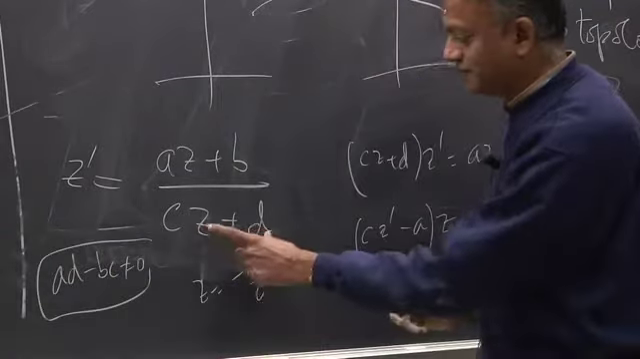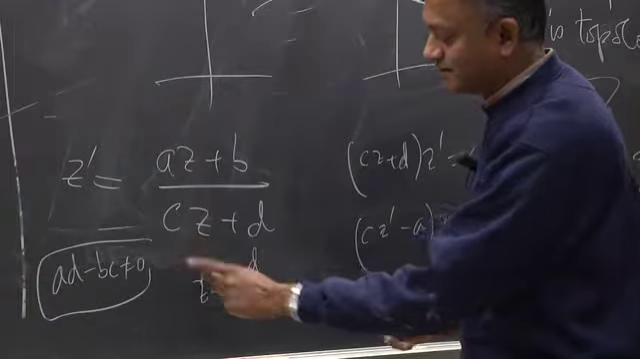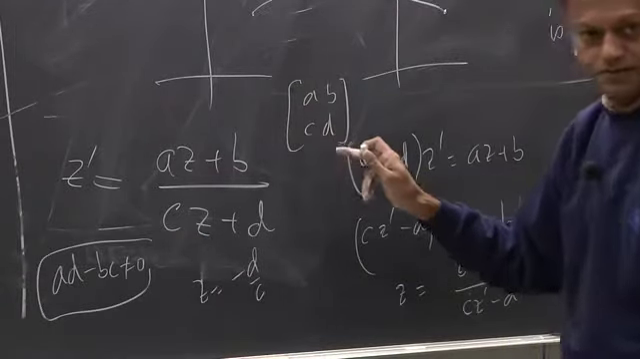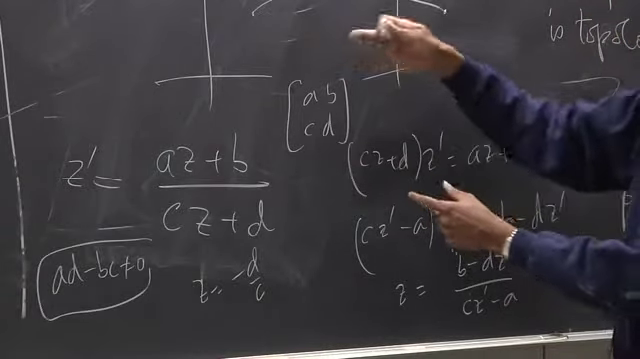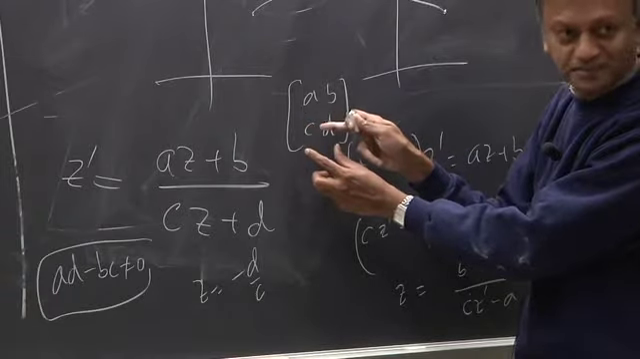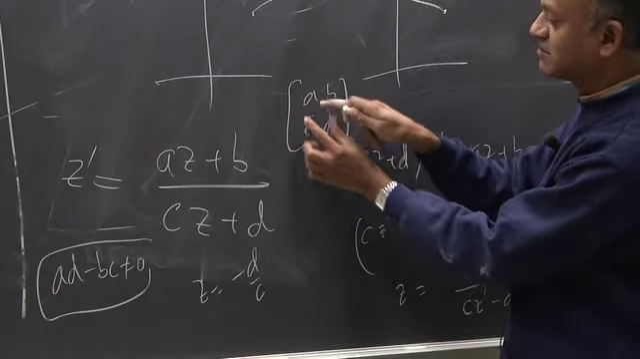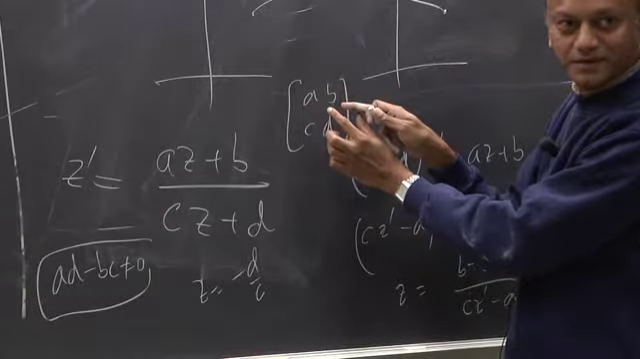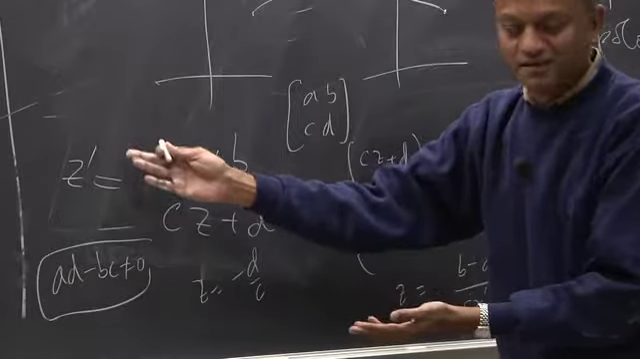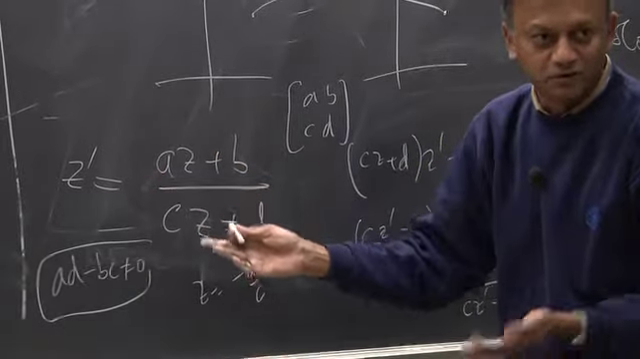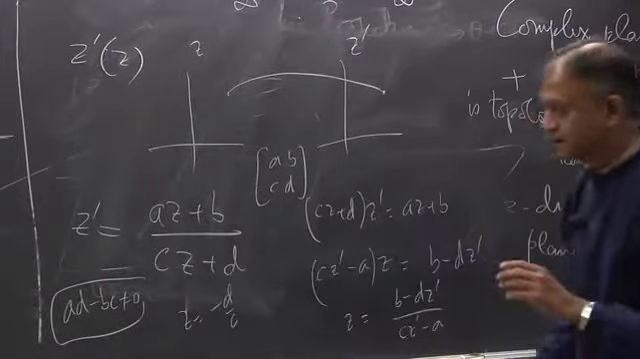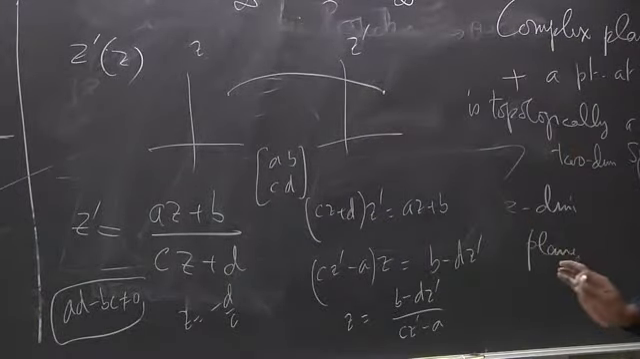The reason is, if this was 0, the determinant of a, b, c, d must not be 0, right? Because you remember that if the determinant is 0, then these two rows are linearly dependent on each other. That means c, d must be a multiple of a, b, right? But then this whole thing just cancels out and becomes a constant. So z prime becomes a constant. That is not a meaningful map. So we need to have the determinant not equal to 0. But otherwise a, b, c, d are arbitrary complex numbers.